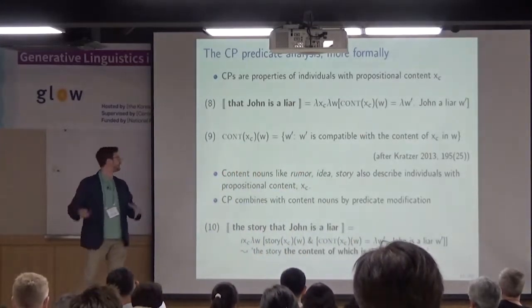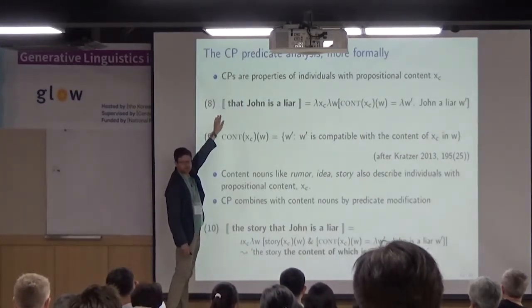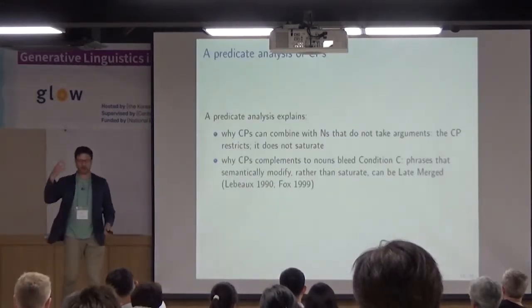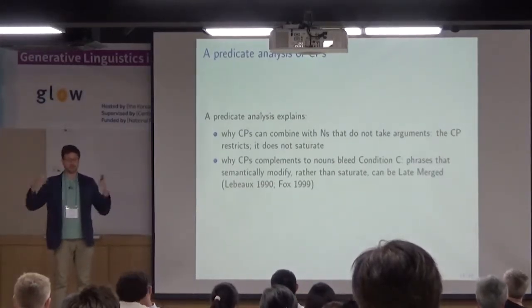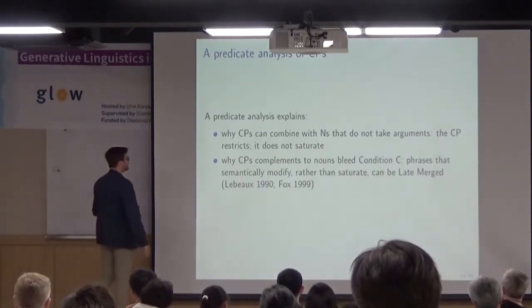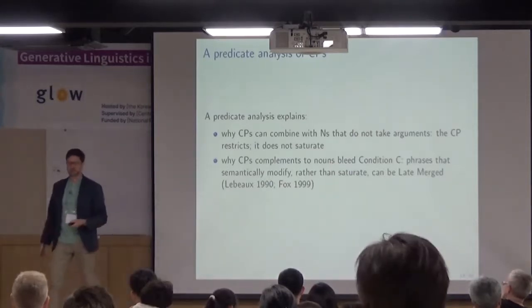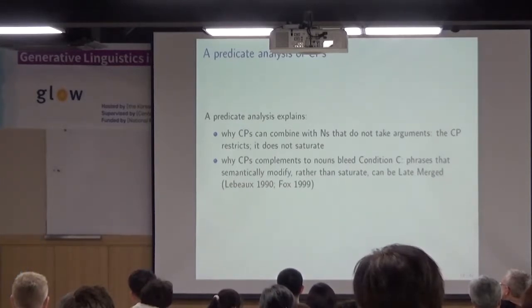Okay, the important bit here is that the CP is a predicate. It's not a proposition, it's a predicate of things. And the idea is that we'll allow it to combine with nouns that don't otherwise take arguments. You can always intersect with a noun phrase. And your CP complements to nouns will bleed condition C, because we know that's how you bleed condition C, by late merging. And you can only late merge if you're an adjunct, not a modifier. Okay. So that's the story. That's the initial motivation for seeing CPs in English, at least, as predicates, not arguments.